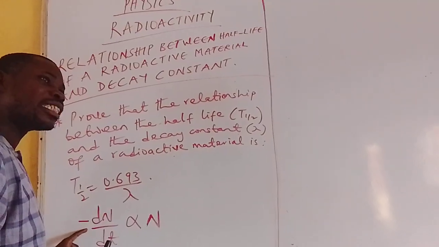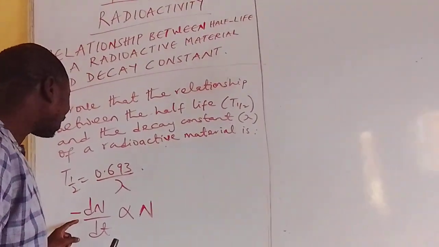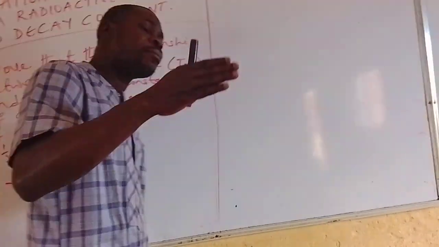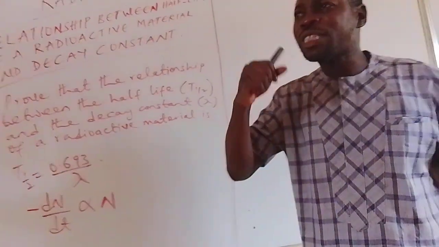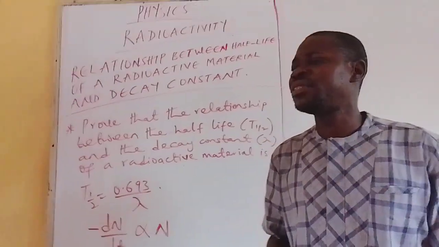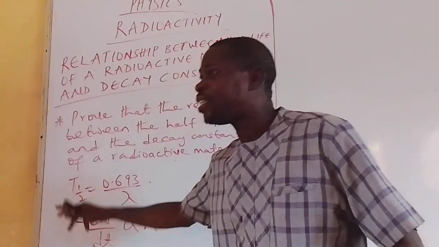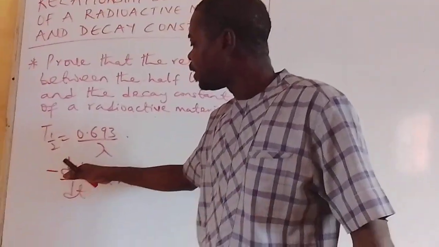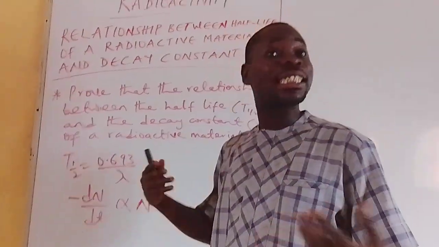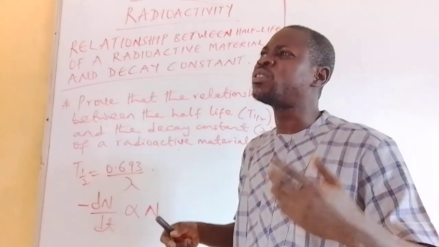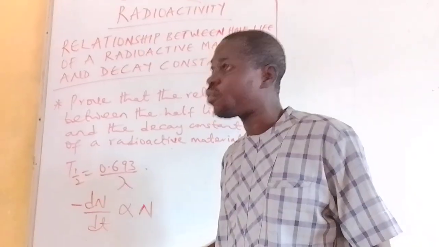Why am I putting minus here? This minus signifies that the radioactive material is reducing with time. So that is the meaning of this negative. It implies that the material is reducing with what? With time. And in science, anytime we mention rate, that means time is involved.